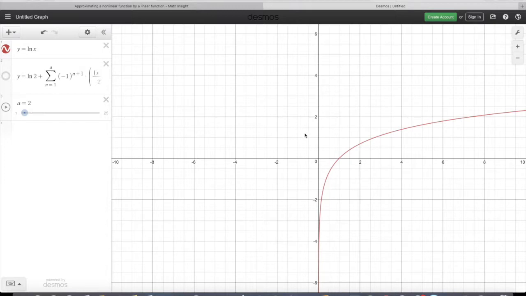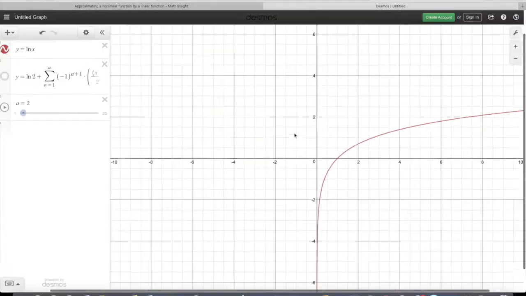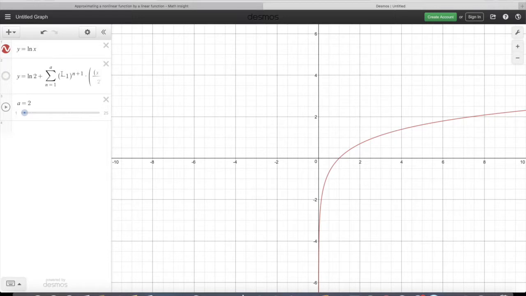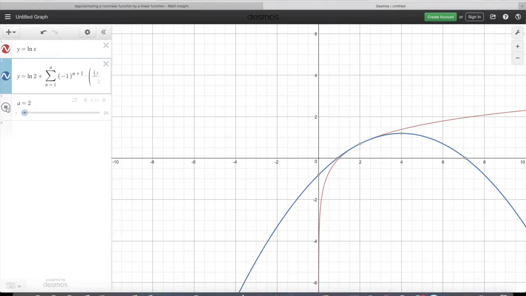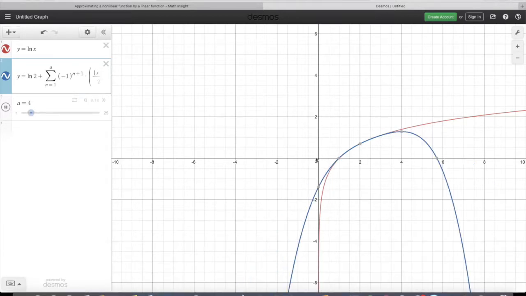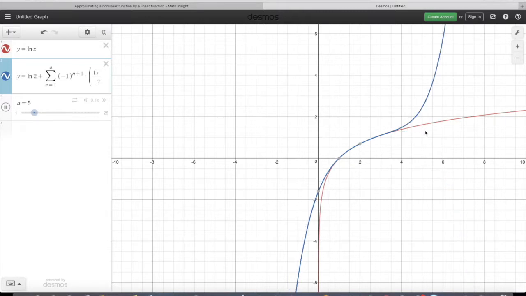Okay, so using Desmos, we can actually see what the Taylor polynomials help us to do. Here we have in red the function y equals ln of x. If I add the Taylor polynomials, using the general formula seen here on the left, we have the blue line, which, if I increase the value of a using this slider from 1 to 25, we can see how the Taylor polynomials help us to model the function y equals ln of x.